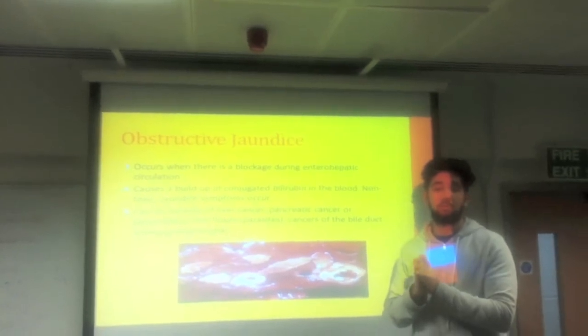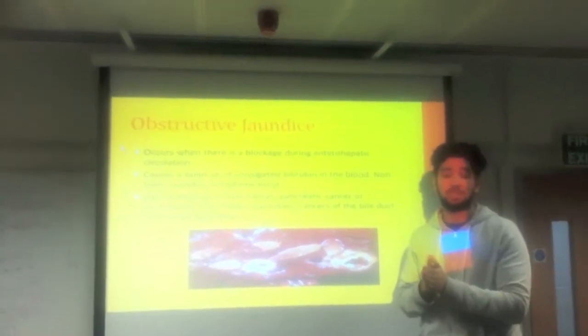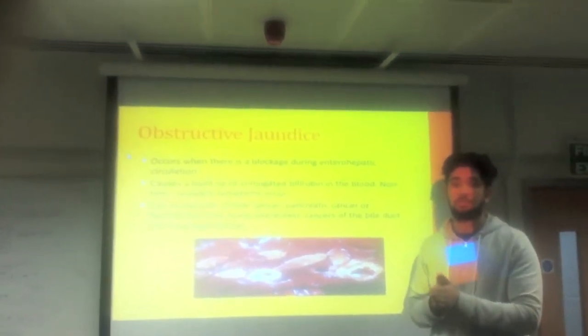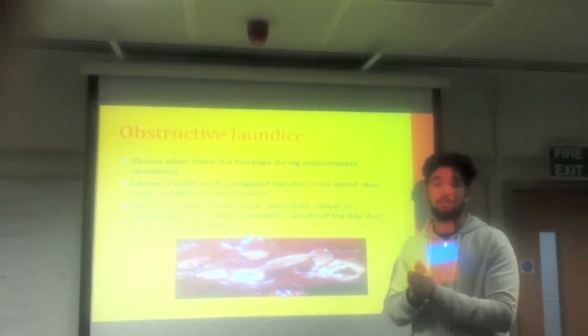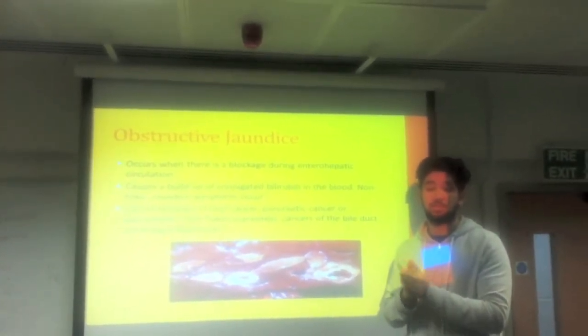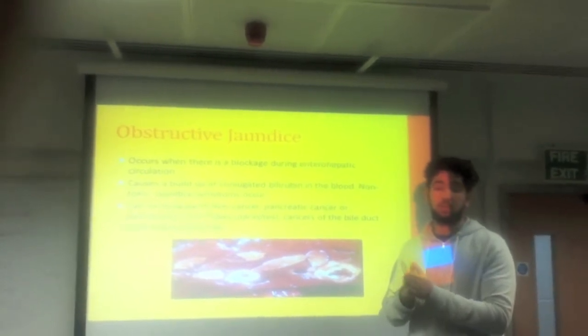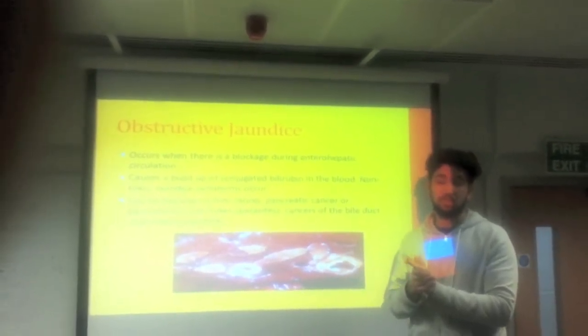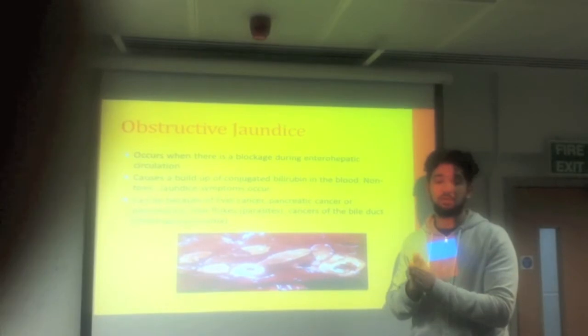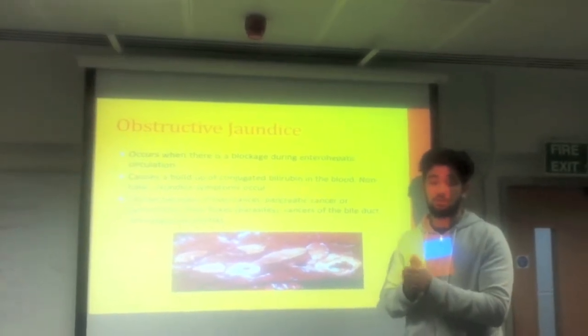Obstructive jaundice occurs when there's a blockage in some way in the enterohepatic circulation due to some sort of cancer, e.g. pancreatic, liver cancer, or cholangiocarcinoma, which is a cancer of the bile duct. Examples are cholestasis, which is the obstruction of bile due to gallstones.